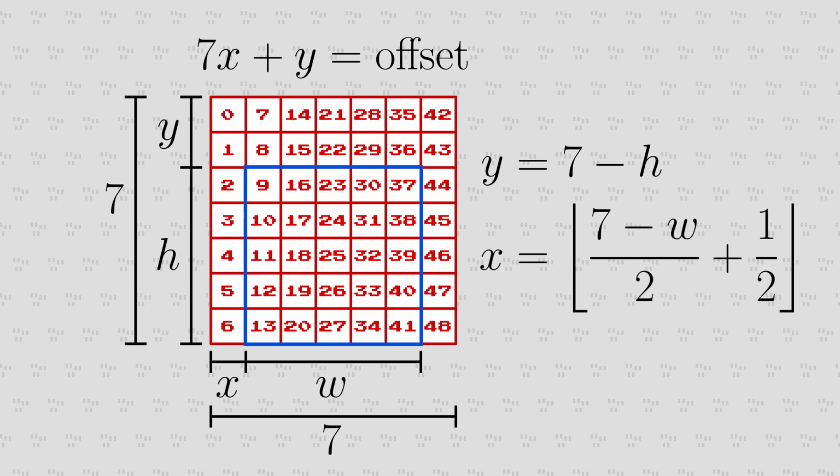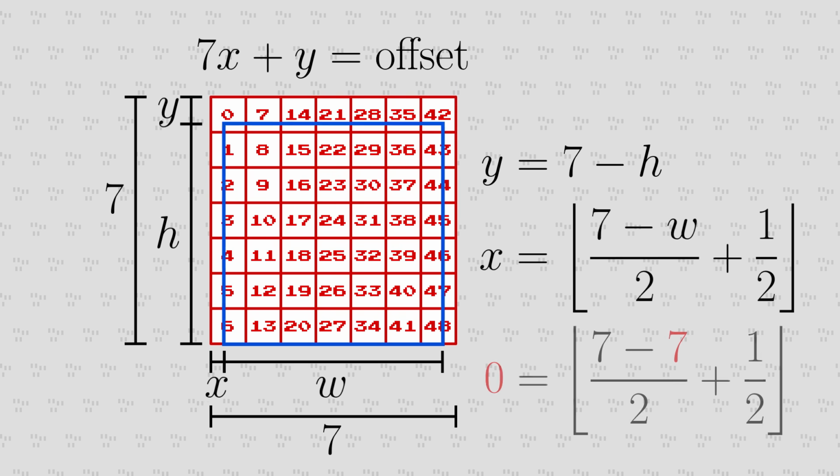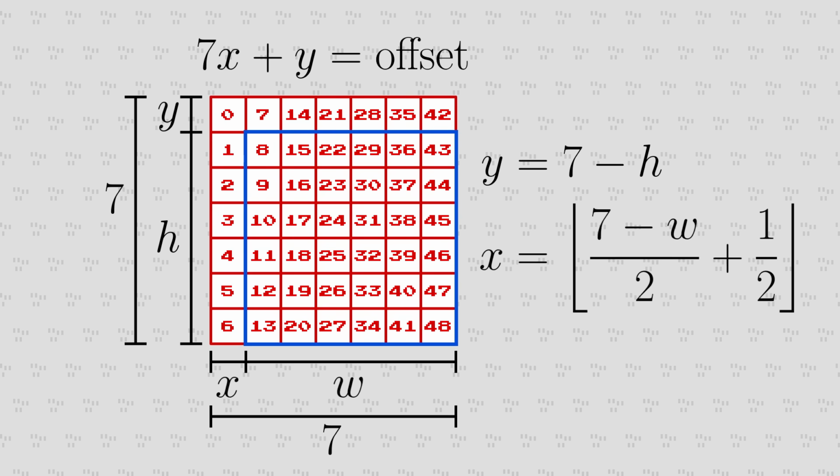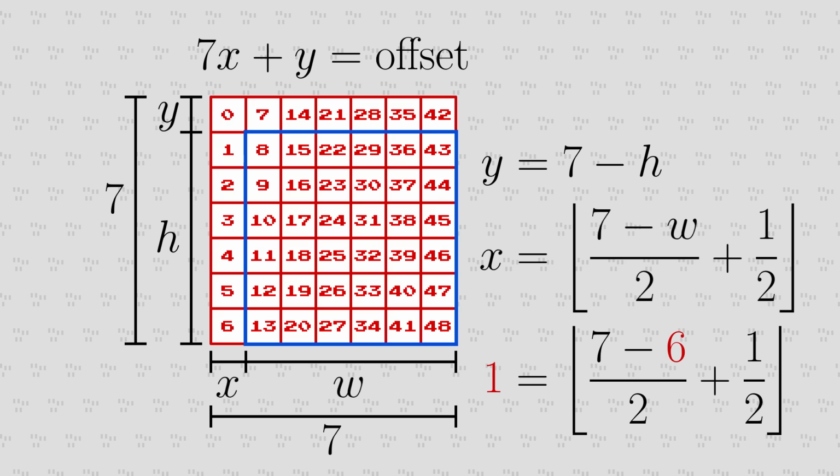Again, we can double check by seeing that a 7x7 sprite should have an offset of 0, and that the 5x5 sprite had an offset of 1. The plus 1/2 part ensures that even-numbered width sprites, which can't be centered exactly, will favor the right side of the allotted area instead of the left.